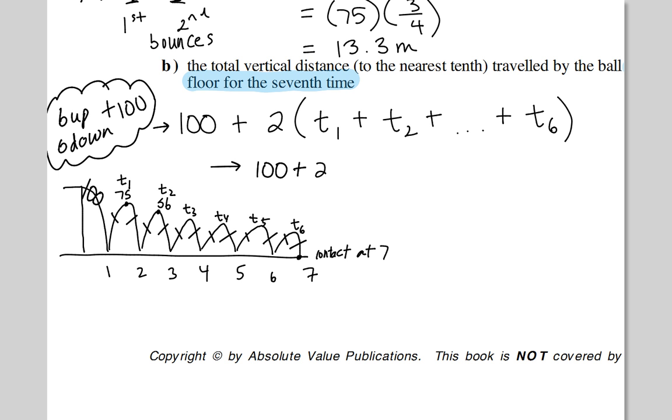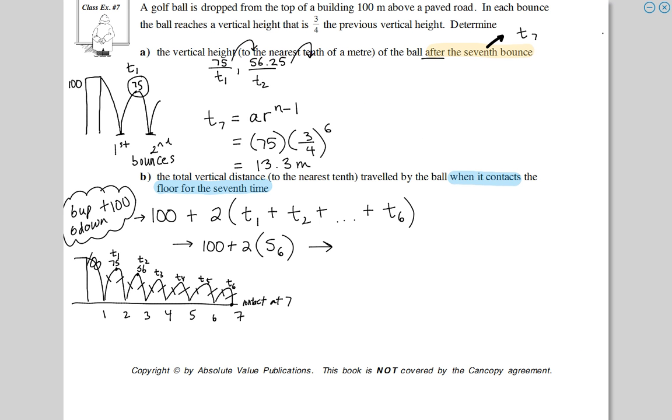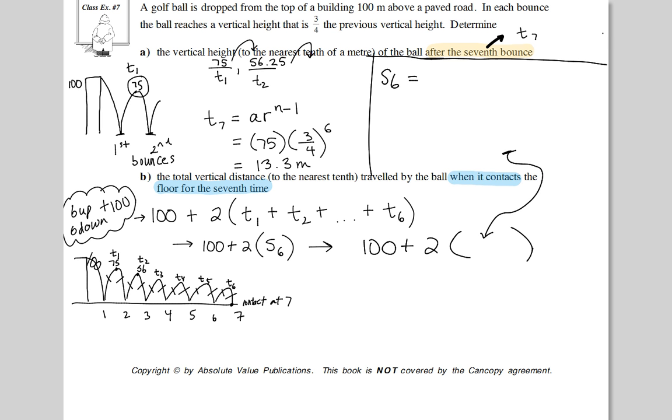100 plus 2 times. What's another way of writing T1 plus T2 all the way to T6? S6. Okay, so let's go 100 plus 2, then whatever the answer is to S6, we'll put it in there. Okay, and I'm just going to do that up here where I have some space, okay? I'll just do S6 over here. Do we know term 6? So let's use the formula that doesn't need Tn.